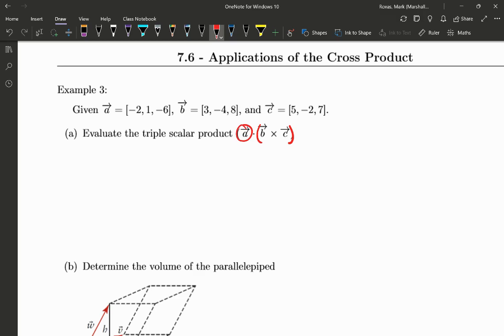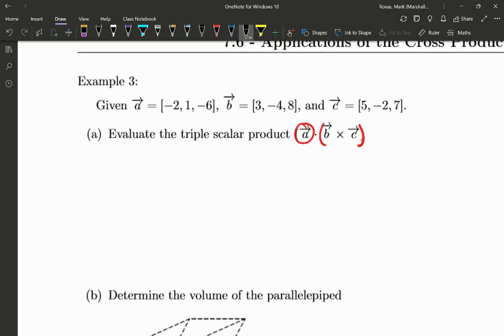Okay, so here we have vector B cross C is what we're going to do first, and so I'm going to follow my method for doing cross products. I'm going to write vector B 2 times, so 3, negative 4, 8, 3, negative 4, and 8, and vector C, 5, negative 2, and 7, 5, negative 2, and 7. Cross out the first column, cross out the last column, and then do my cross multiplication and subtractions here.